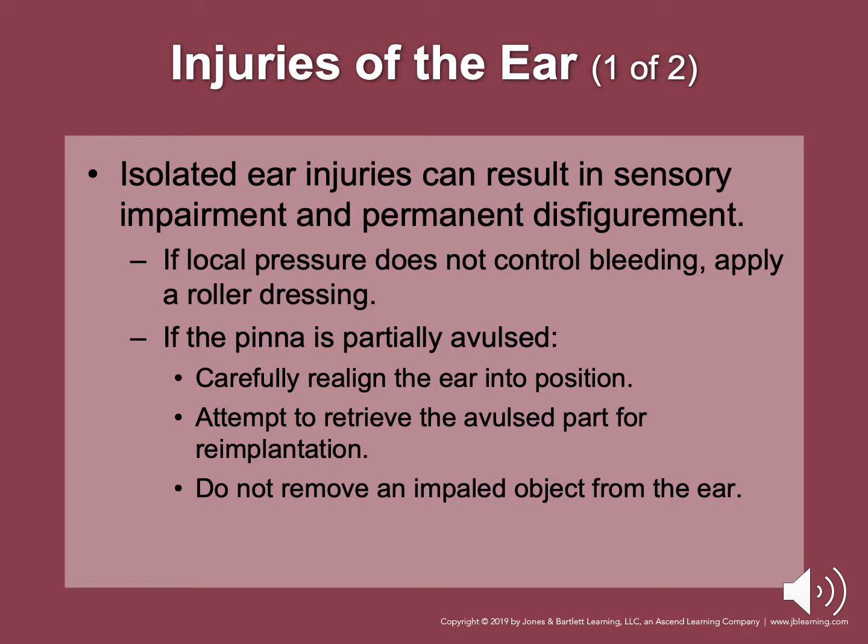If the pinna is partially avulsed, carefully realign the ear into position. Gently bandage it with sufficient padding that has been slightly moistened with normal saline. Attempt to retrieve the avulsed part for reimplantation. All foreign bodies should be removed by a physician in the ED. Do not try to manipulate the foreign body. Signs and symptoms of a perforated tympanic membrane include loss of hearing and blood drainage from the ear.